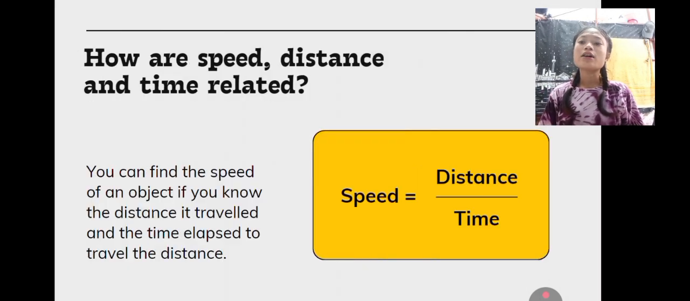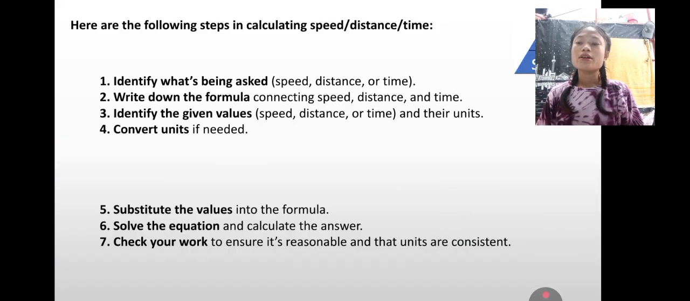So how are speed, distance, and time related? You can find the speed of an object if you know the distance it traveled and the time elapsed to travel the distance. Look at the figure. So speed equals distance over time. And here are the following steps in calculating speed, distance, and time.